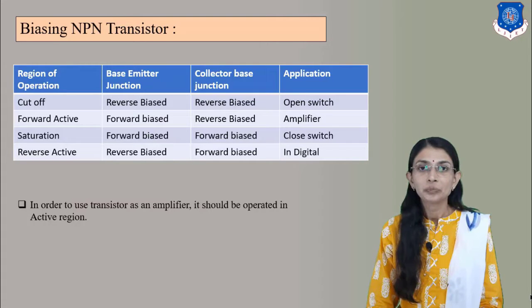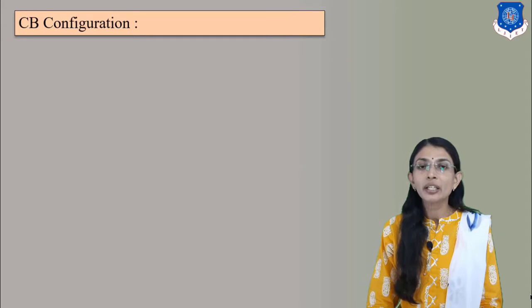Now, dear students, I will explain three configurations of BJT: CE configuration, CB configuration and CC configuration. Among these three configurations, today I am going to explain about the CB configuration, that is the common base configuration. According to the common base configuration, we will have to draw the circuit diagram and its input-output characteristics.